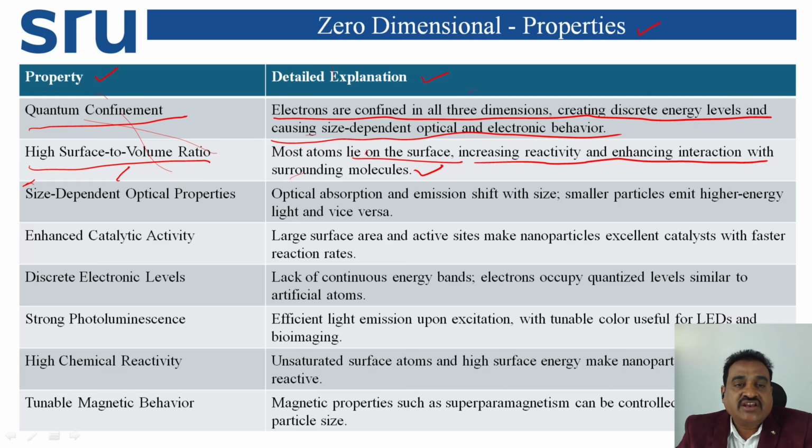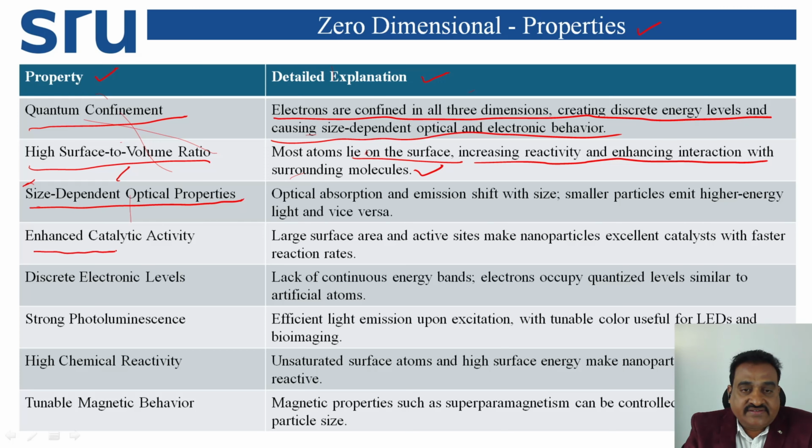The zero-dimensional nanomaterial size-dependent optical properties. Due to the size, the optical absorption and emission shift with the size. The changing size of zero-dimensional nanoparticles changes the optical absorption and emission. Smaller particles emit higher energy light and vice versa.